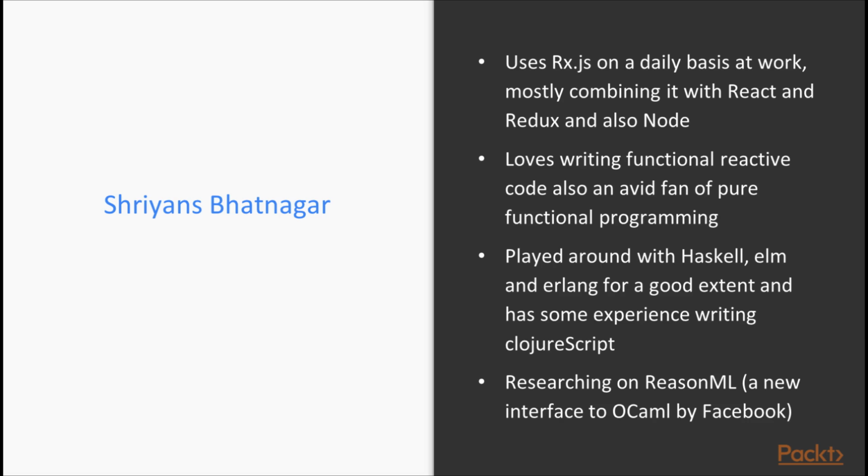He is an avid fan of pure functional programming. He has played around with Haskell, Elm, and Erlang for a good extent and has some previous experience writing ClojureScript. These days, he is really digging ReasonML, a new interface on OCaml by Facebook.